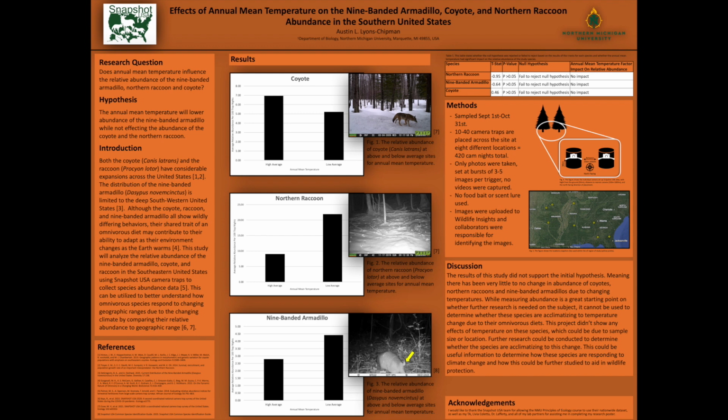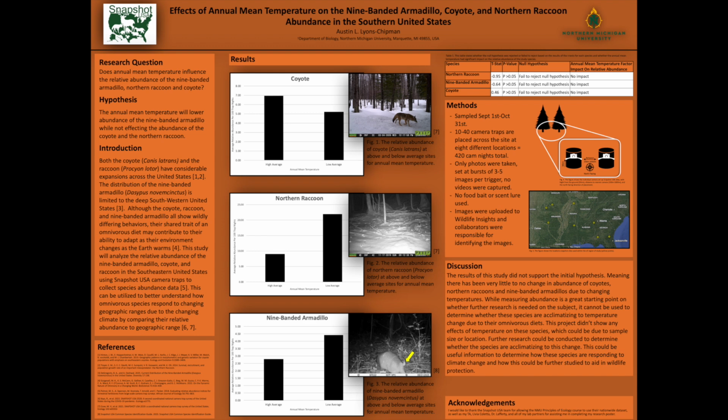So I chose the northern raccoon and the coyote as my two comparison species since they have relatively high abundances across the US and they're widely distributed across the country as well, pretty much the entirety of the country. I used a subset of Snapshot USA data to collect my data, and I used this to compare the relative abundances for my three species across several years.